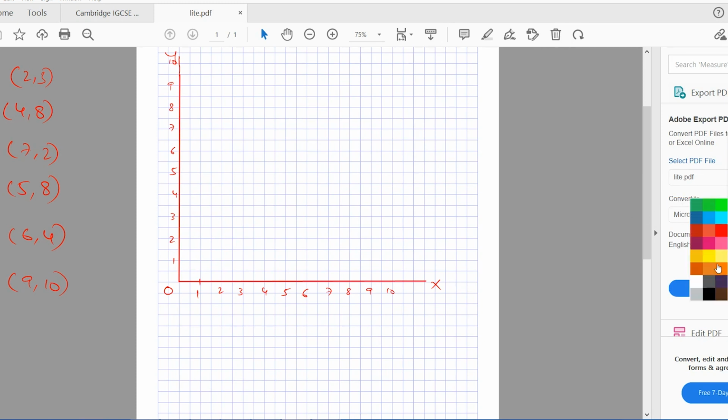I'll keep this a bit bigger and let's use green over here. So first of all, (2, 3). The first number, the first coordinate that is given to you, is always the x-axis, and the second one is your y-axis. So let's use this accordingly, 2 and 3. So 2 on the x-axis and 3 on the y-axis, this is your coordinate. Then 4 on the x-axis, 8 on the y-axis, this is your coordinate. 7 on the x-axis, 2 on the y-axis, this is your coordinate.